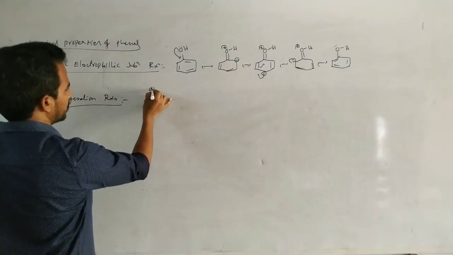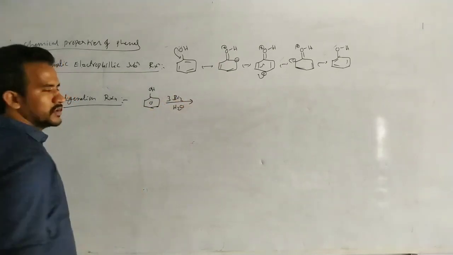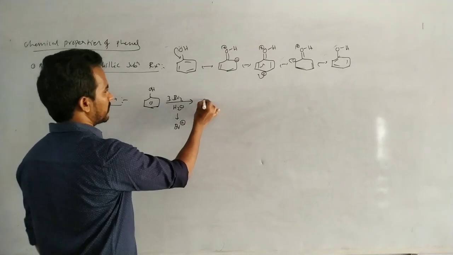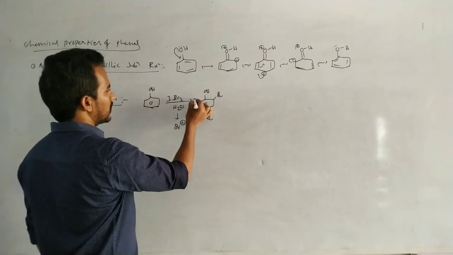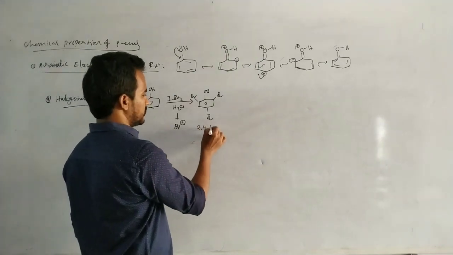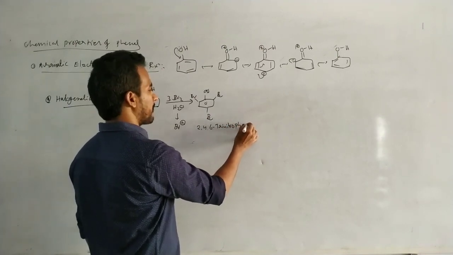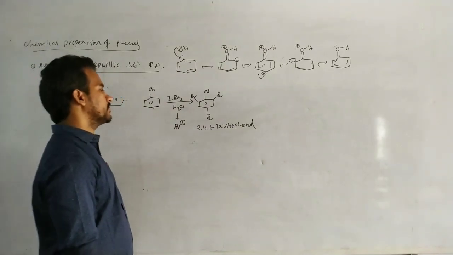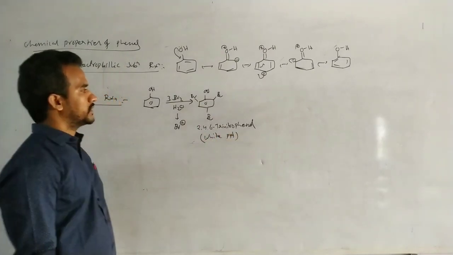This phenol is treated with Br2 and H2O, bromine water. In this case, what is the electrophile? Br plus is the electrophile. So here we get OH with Br at the three positions, and this is 2,4,6-tribromophenol. Generally it is a white precipitate.